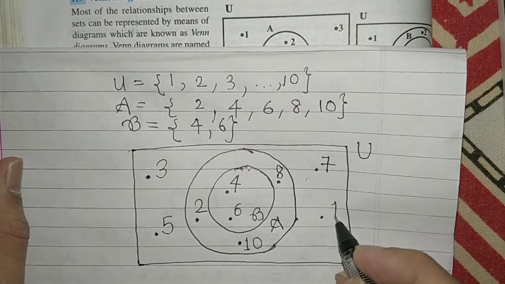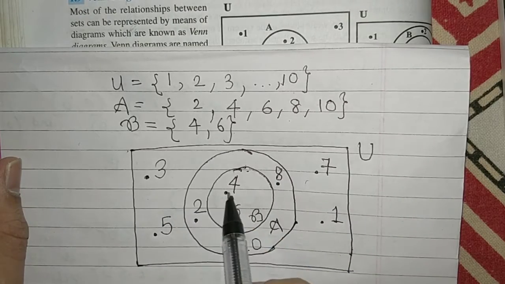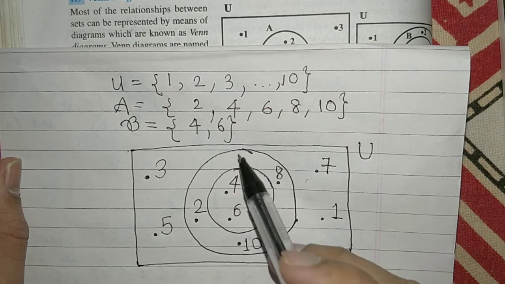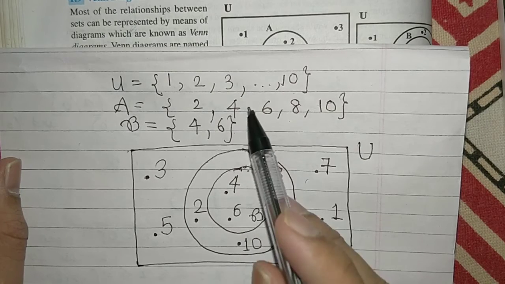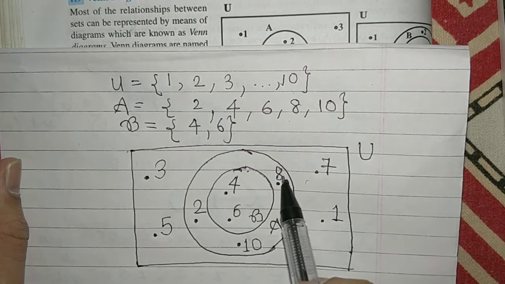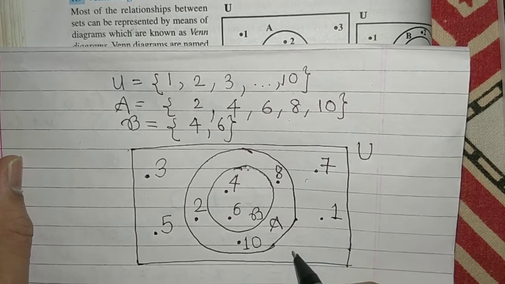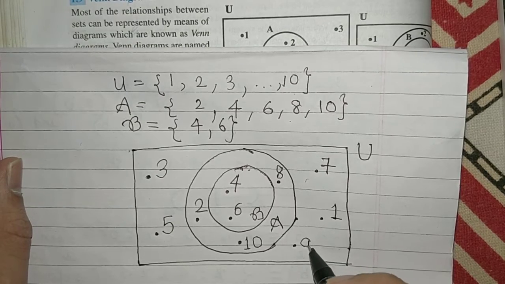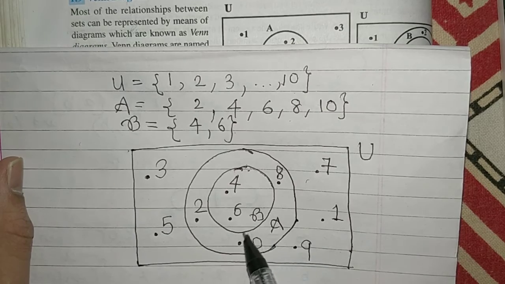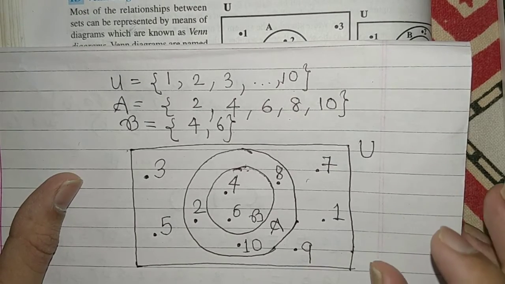1 is there outside A, then 2 is inside A, then 3 is outside A. 4 is inside A, 5 is outside A, 6 is inside A. 7 is outside A, then 8 is inside A, then you have the element 9. 9 is outside A. Then also 10 is inside the set A.